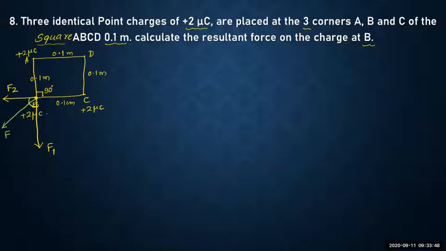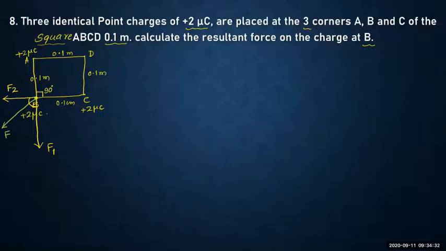I hope you understood all the concepts I have explained in this diagram. In short, I repeat them. There is one square and 3 charges are placed at the vertices A, B and C. They are of equal magnitude, plus 2 microcoulomb. Then we have to find the resultant force at B. For that, first we have to find the resultant force due to the charge at A, then the force due to the charge at C. Then with the help of those two forces, we have to find the resultant force F.